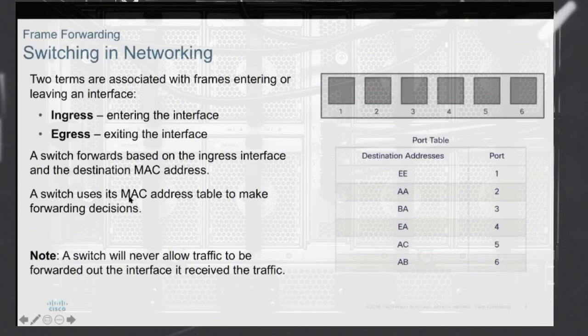So the switch uses its MAC table to make the forwarding decision. This is very important. We will also go about the MAC address table in a minute, how it is populated, how it checks, and what it is used for. An important point to note here is that a switch will never allow traffic to be forwarded out of the interface that it received it on. So for example, if the data was received at interface or port 1, it will never forward the data to the same port, right?